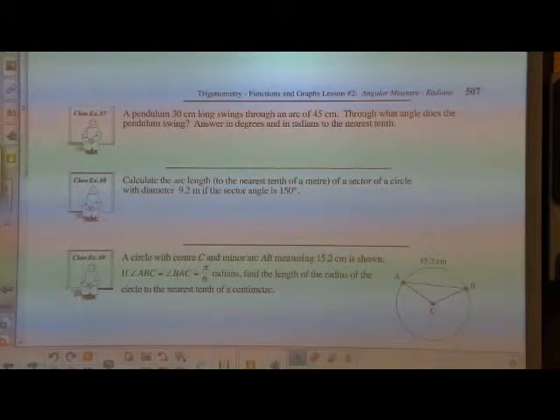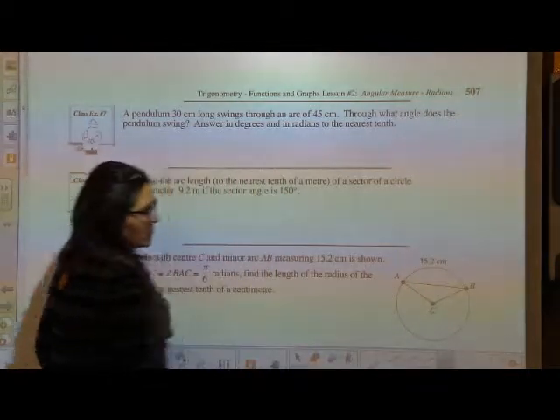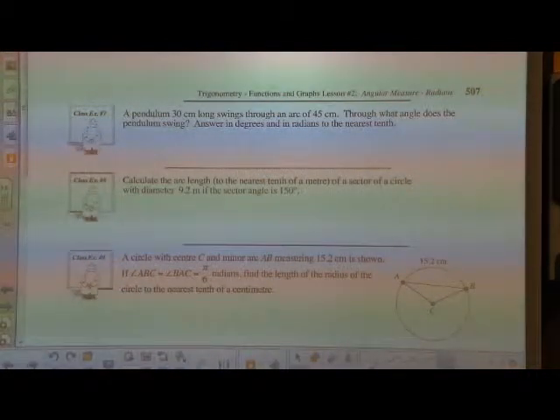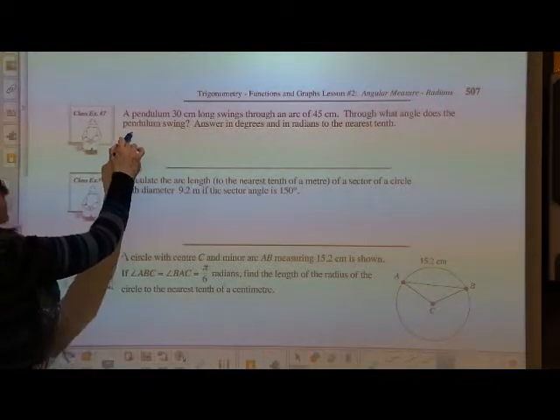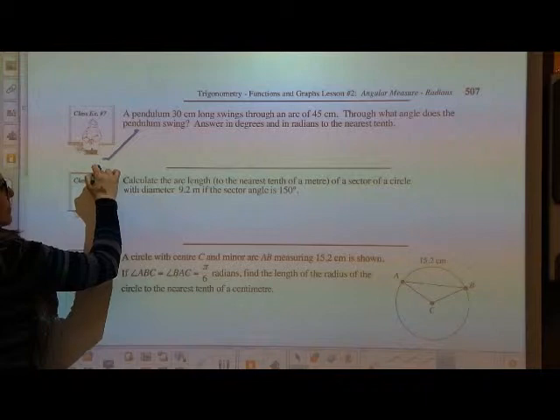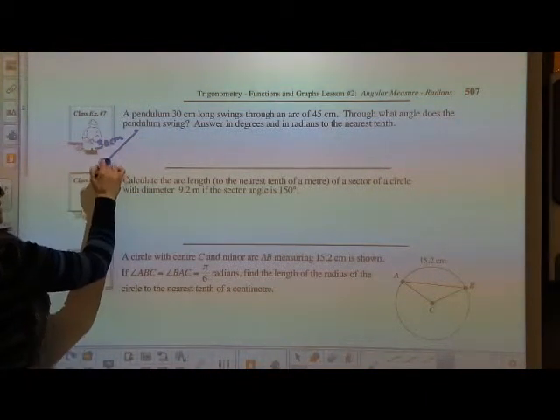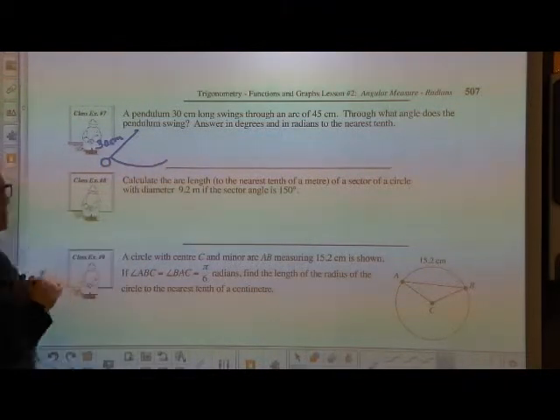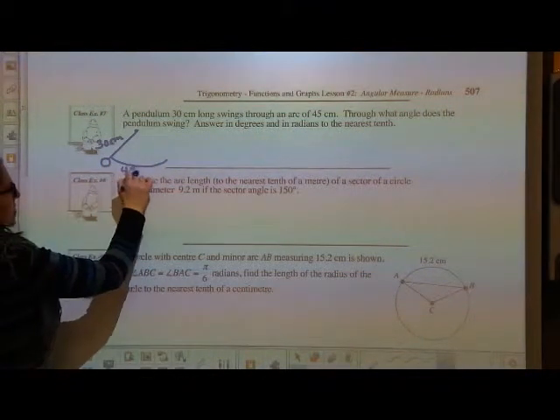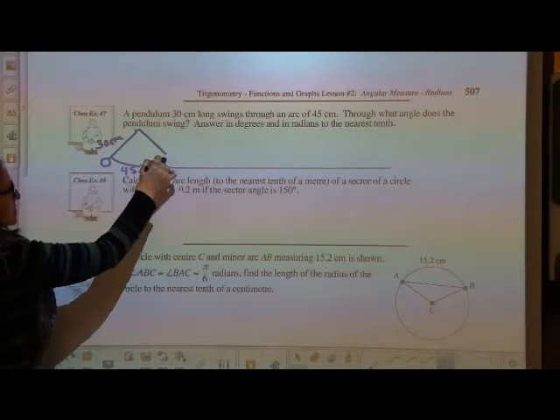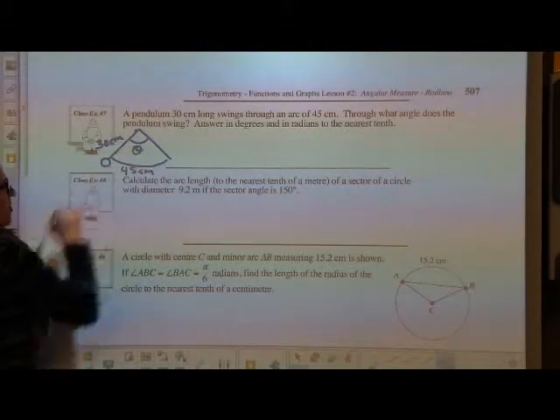So we've got 3 problems to work on. The first one, a pendulum. If you guys are in physics class, you know what pendulums are. You've used them. It's 30 centimeters long, and it swings through an arc of 45 centimeters. What angle does it swing through? So if I have this pendulum, that's the 30 centimeters, and it swings through an arc that is 45 centimeters long. So the question is, what is the angle?